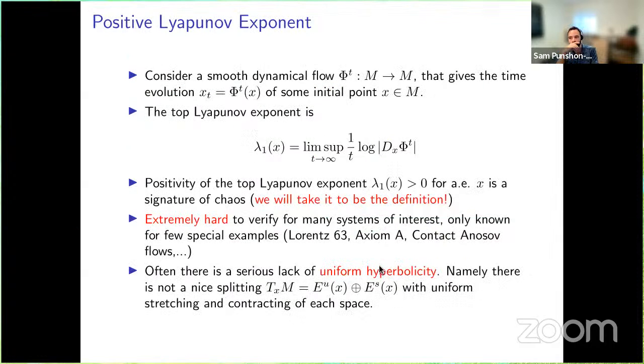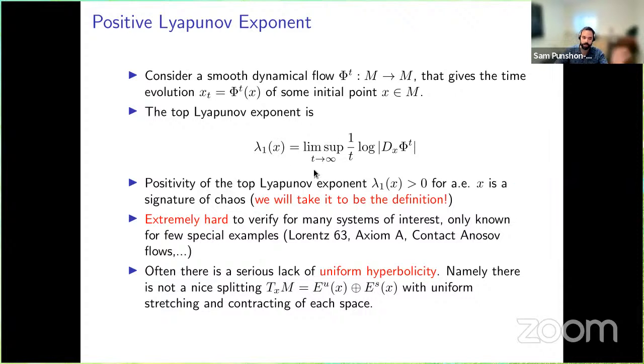So what is a Lyapunov exponent? Particularly, what does it mean to have a positive Lyapunov exponent? Let's consider some dynamical flow on a manifold that gives rise to a time evolution for some initial point. We consider the top Lyapunov exponent to be the exponential infinitesimal sensitivity of this flow with respect to perturbations in the initial data. If I differentiate the flow and look at its asymptotic logarithmic growth, I define this to be the top Lyapunov exponent.